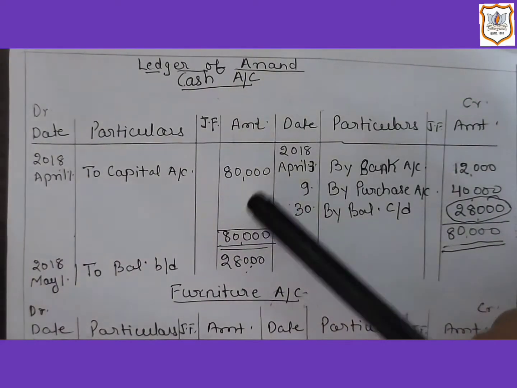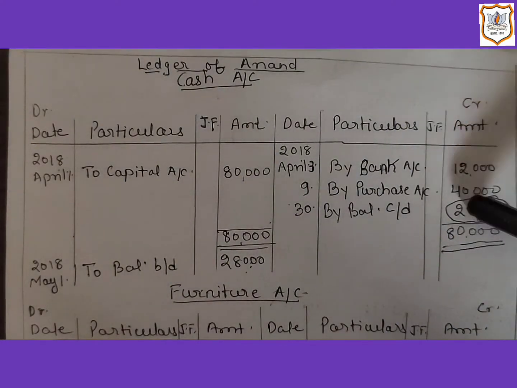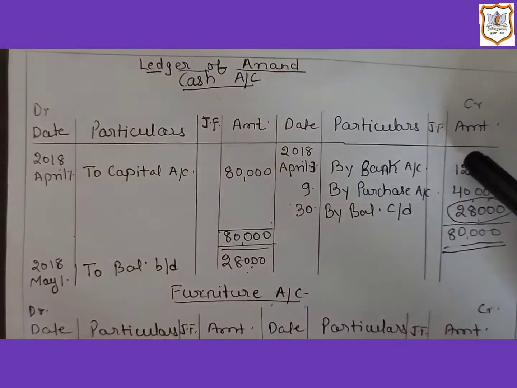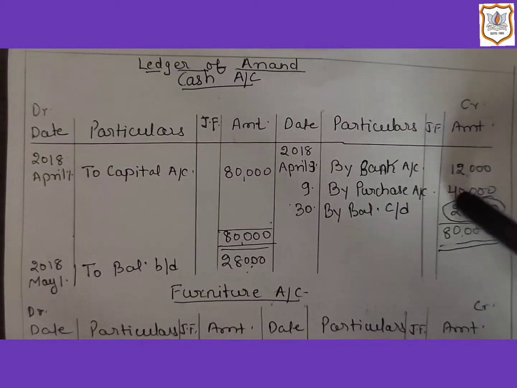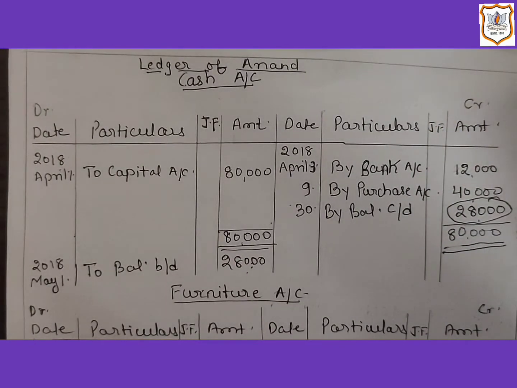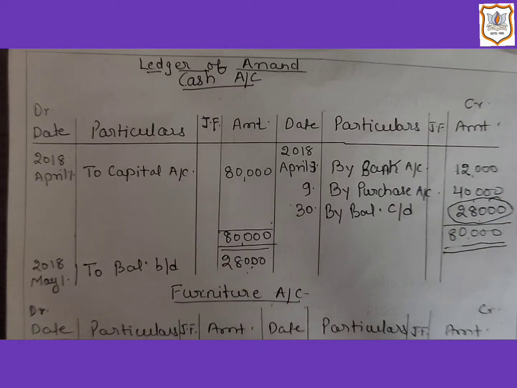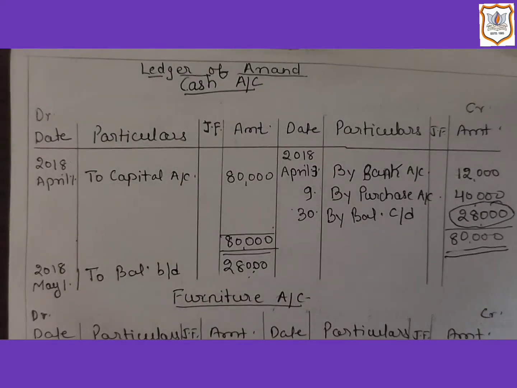So, as you can see here, the difference will appear on the credit side. That is 80,000 minus 12,000 minus 40,000. That comes to 28,000. So here the difference will appear on the credit side, as the amount on the debit side is higher. Here, the amount on the debit side exceeds by rupees 28,000. It is said to be a debit balance of rupees 28,000.